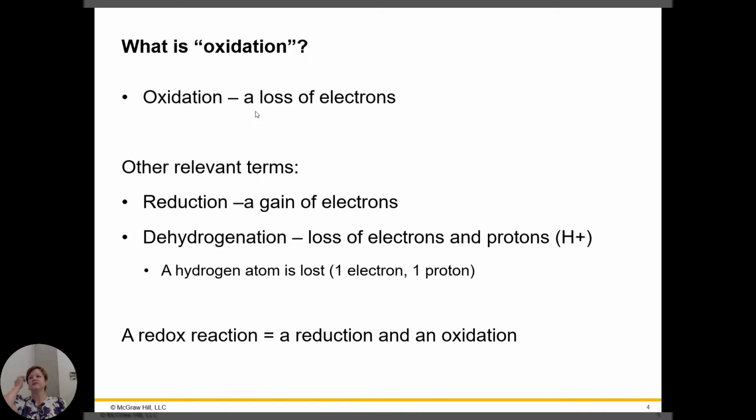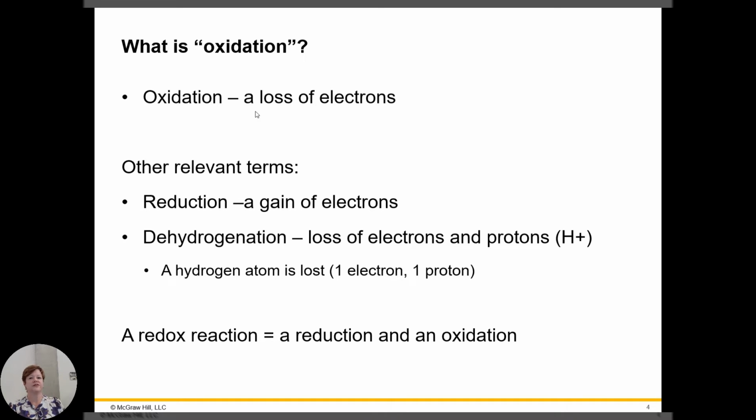So what is oxidation? Oxidation, from a purely chemistry standpoint, is defined as the loss of electrons. There's an opposite process called reduction, which is defined as a gain of electrons. And the reason reduction is a gain of electrons is, if you remember that electrons have a negative charge, then when a molecule gains electrons, its charge is reduced, becomes more negative. So that's where that term reduction comes from. So oxidation is the loss of electrons, reduction is a gain of electrons. And so the two go hand in hand.